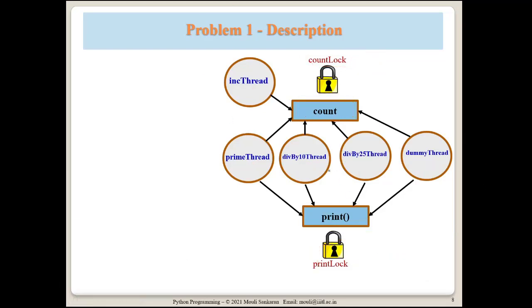Now what are they doing? The increment thread's job is just to increment the count every 1 second. Every 1 second this thread will come up and increment it by 1. That's all. Now, what is the prime thread?